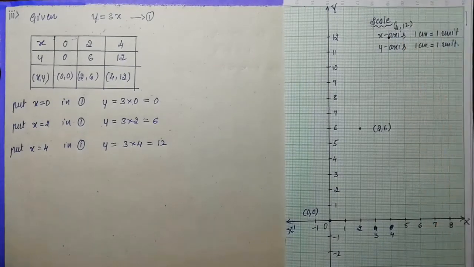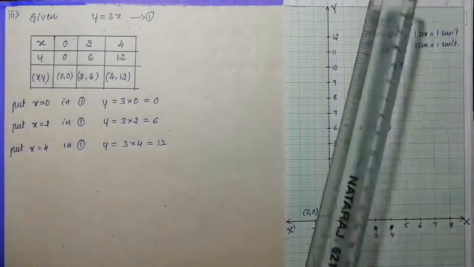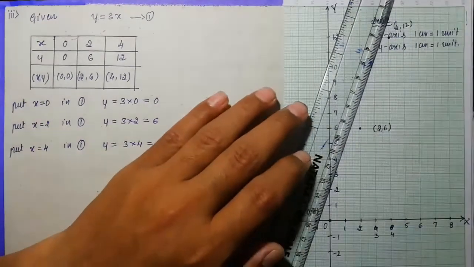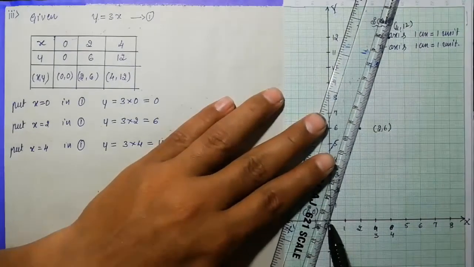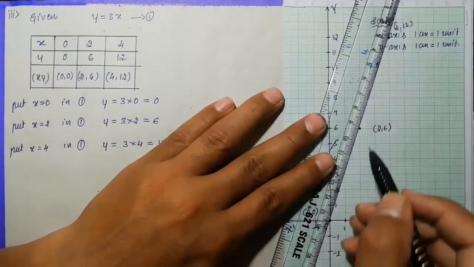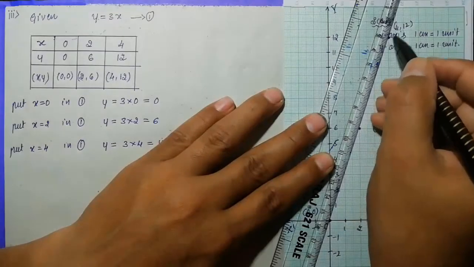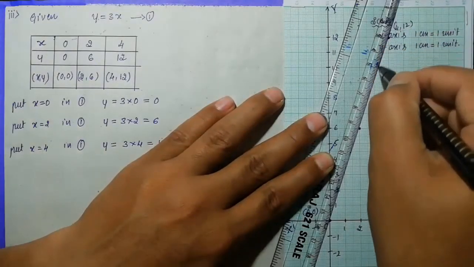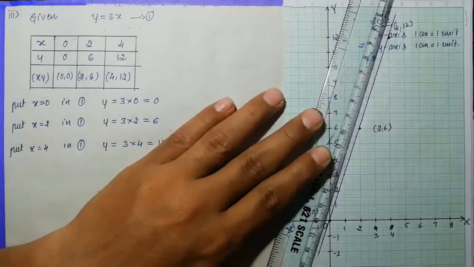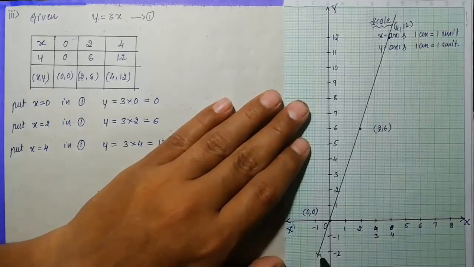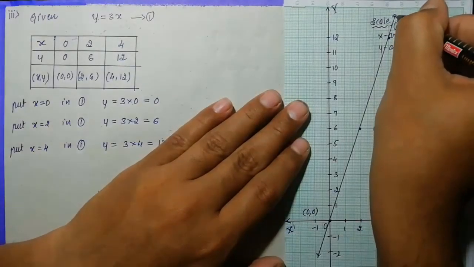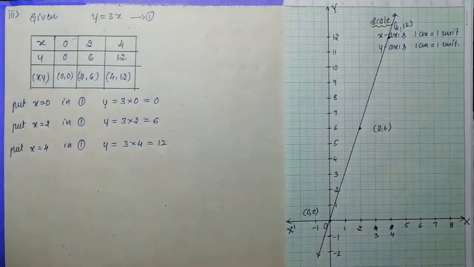Okay, so now I have to join all these points. Look at here. This is the origin, and this is 2 comma 6, and 4 comma 12. Now I'm going to join all these lines. If you get a graph like this, you have to draw arrow marks at the ends, and this is actually the required graph. So now this completes the solution of the third one.